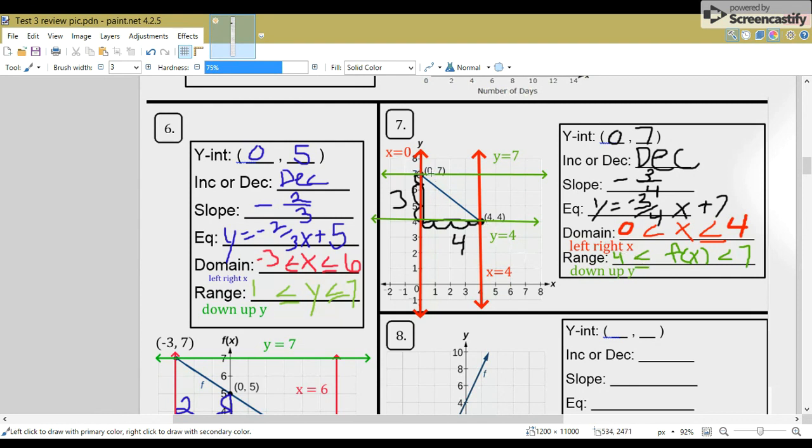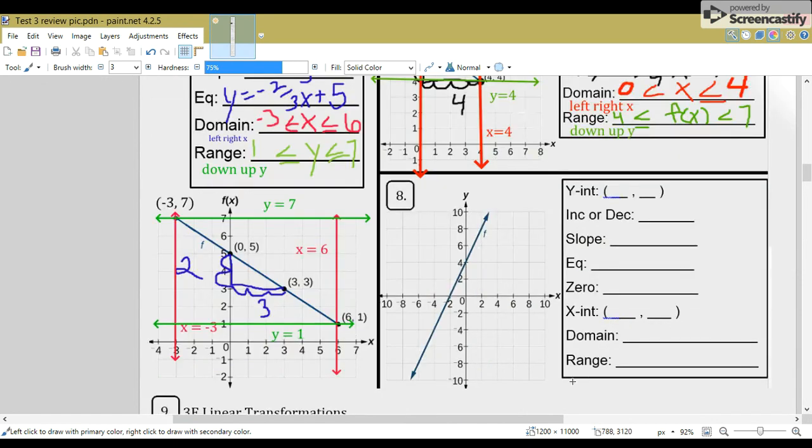Our highest y is a hole, so there's no line. Let's do number 8. Find the y-intercept. This one is not labeled for you already, so let's go ahead and label that. When it crosses the y-axis, that's right here. Our y-intercept is 0, 4. So go ahead and write down 0, 4.